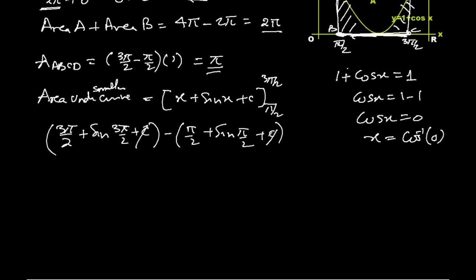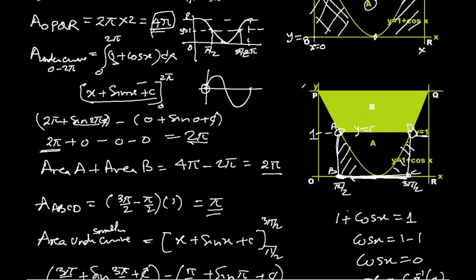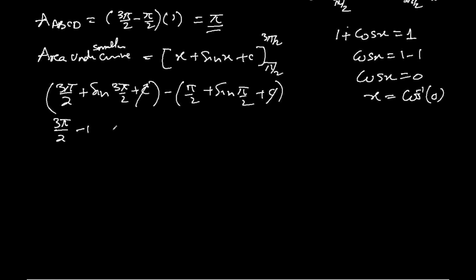Cancel c and c. So 3 pi by 2 plus sine 3 pi by 2. Let's go to the graph again. You can use your calculator. I use the graph. 3 pi by 2 in sine is here. This is 3 pi by 2. So it is minus 1. So let's go back to over here. It will be minus 1 minus pi by 2. And then sine pi by 2 is, according to the same graph, 1. But because of this minus, we'll write minus 1. So 3 pi by 2 minus pi by 2 is pi. Minus 1 minus 1 is minus 2. This is the area under the curve.